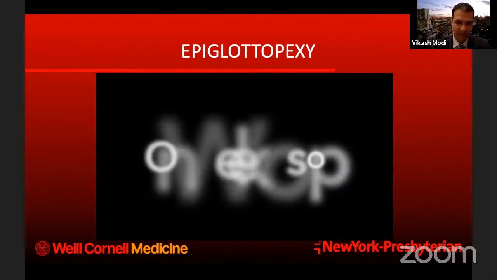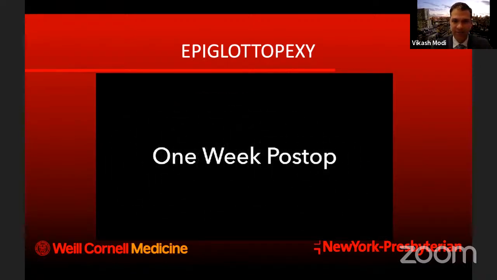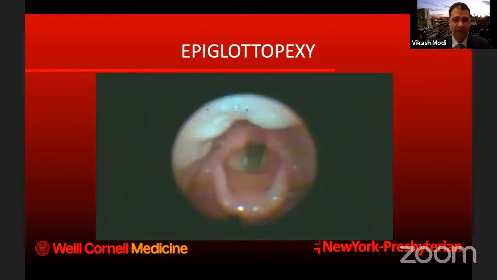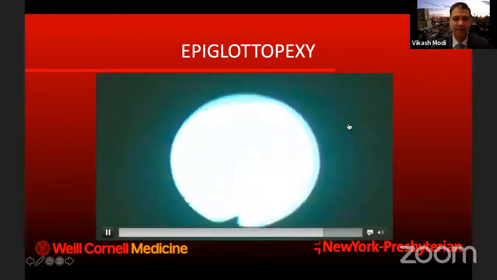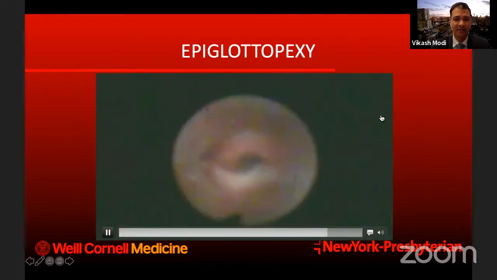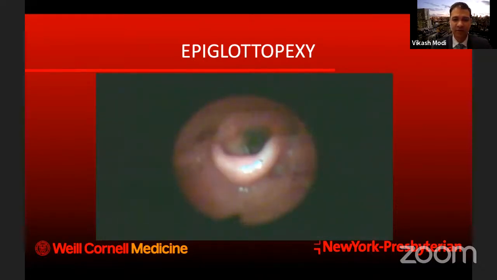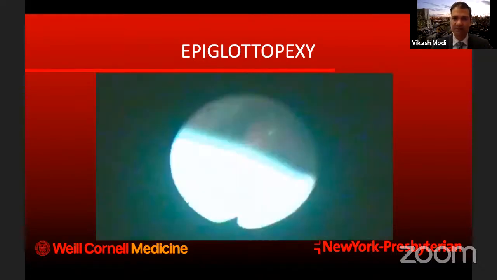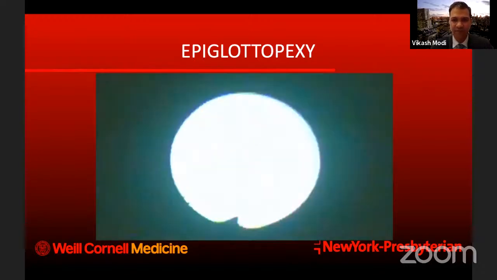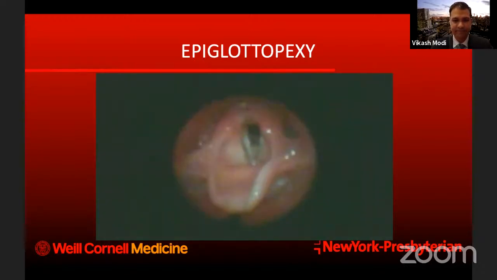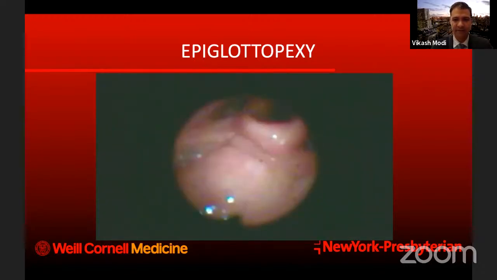So we see this in young kids, and then we see this in kids between the ages of 5 and 10 who have Down syndrome. And when you scope them in the office, you notice that epiglottis there is adherent to the base of tongue. Notice there is a rim of mucosa around the lingual surface of the epiglottis, which allows the epiglottis to still function and prevent aspiration. But it's adherent to the base of tongue there.